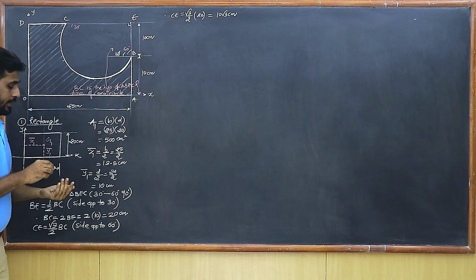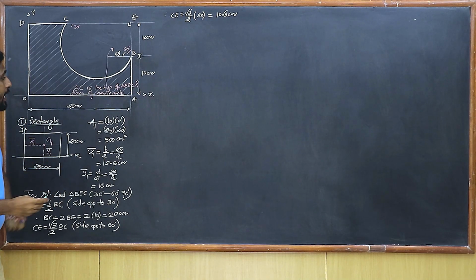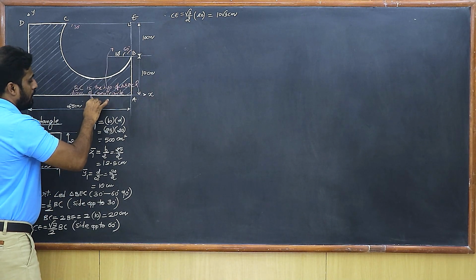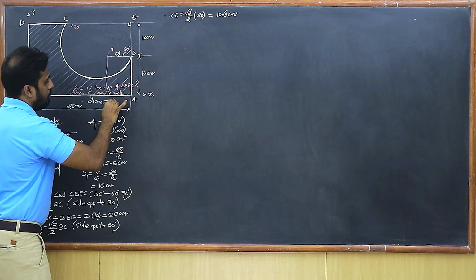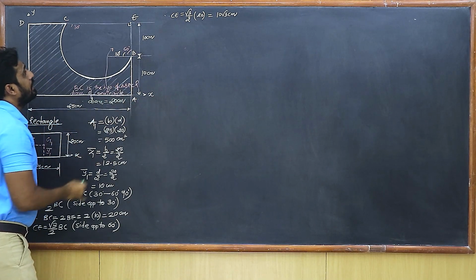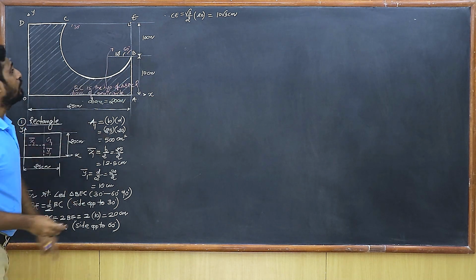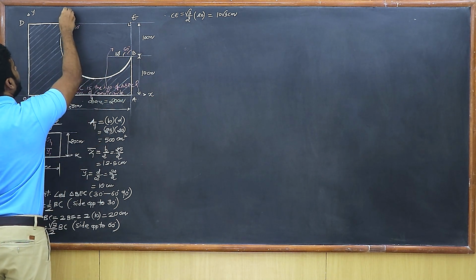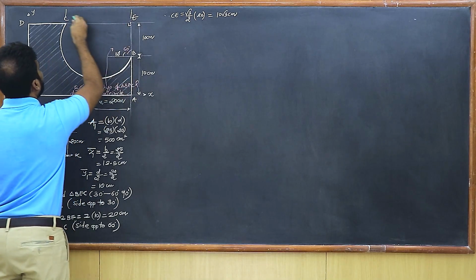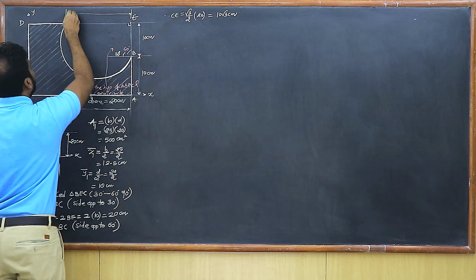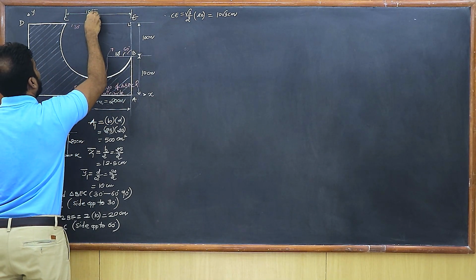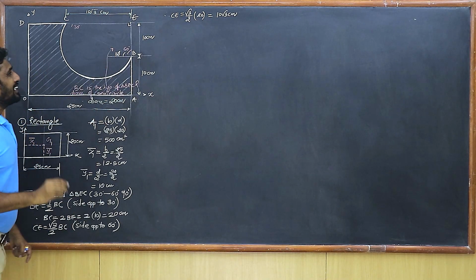So now I know the diameter is of what length. Therefore the diameter has come 20 centimeters. And what is the length of CE that I've got? The length of CE has come 10 √3 centimeters. Now let's draw the diagram.